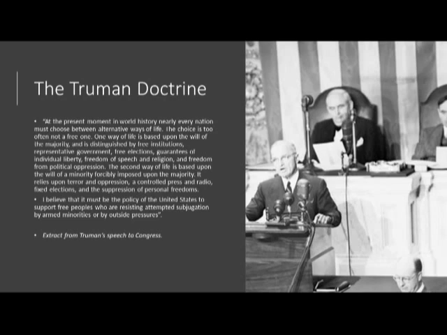And he said in his speech, effectively, that there's a choice between two worlds: the free world, which is, he said, distinguished by free elections and free institutions, and the communist world, which was distinguished by oppression, a police state, rigged elections. And he said it must be the duty of the United States to assist any country that was facing subjugation from outside forces. So the Truman Doctrine was a commitment by the United States to contain communism within its existing borders.